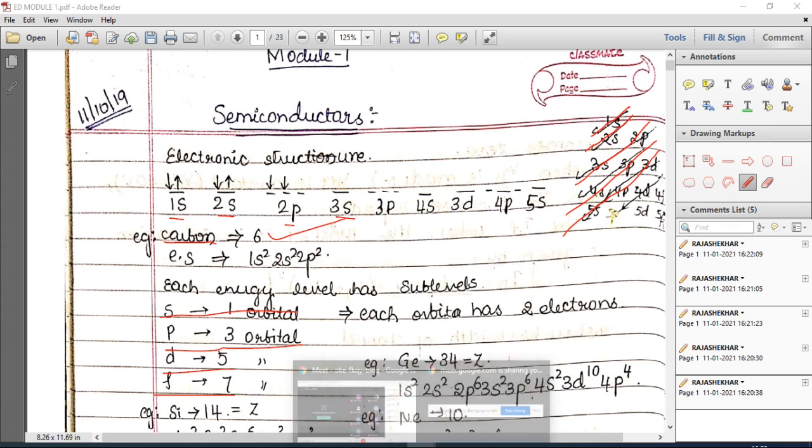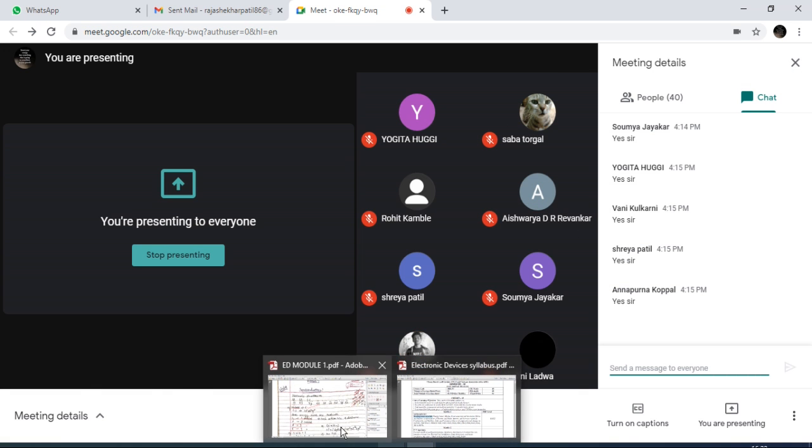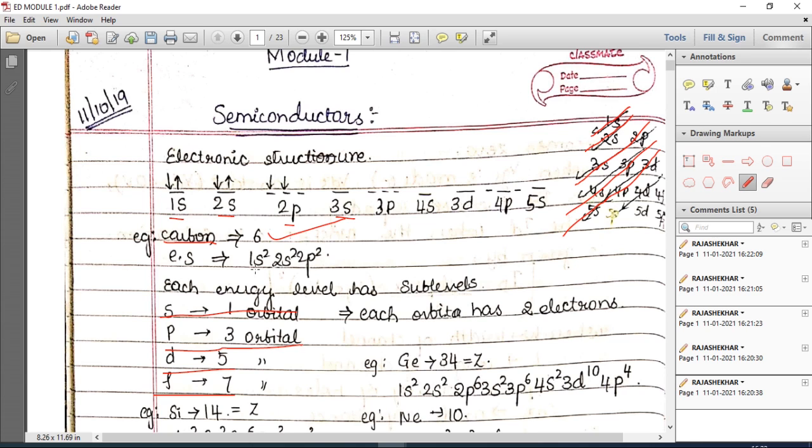This is the basic concept which you guys need to understand for bonding forces in solids. If I take carbon, which is 6, I have to start writing the electronic structure for carbon. First I have to take 1s, which holds 1 orbital, and each orbital contains 2 electrons. So 1s holds 2 electrons, one with a down arrow mark and one with an up arrow mark. These arrow marks denote that it has 2 electrons. That's why we have written 1s here with a square, because it indicates it has 2 electrons.